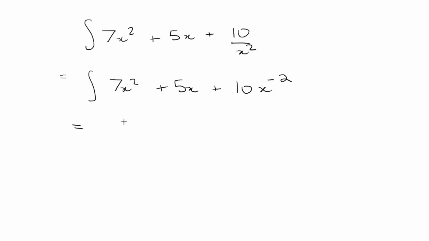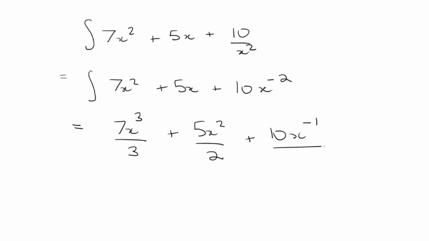So now we continue. So this will be 7x cubed over 3 plus 5x squared over 2 plus 10x to the power of negative 1 divided by negative 1, right? So because that's the new power. Now that sort of gives us 7x cubed on 3 plus 5x squared on 2. Now a positive and a negative is going to give you a negative, right? So that's minus 10x to the power of negative 1.